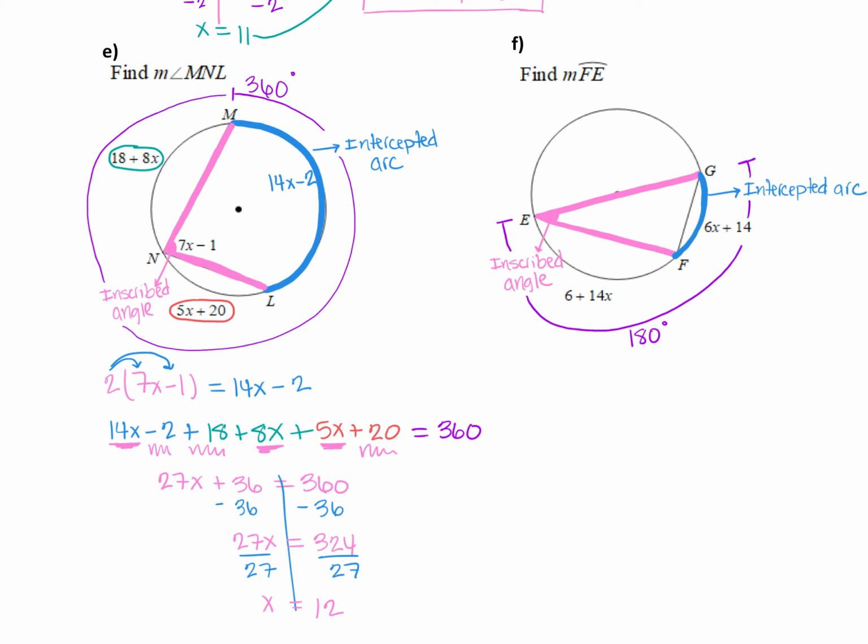But again, that's not what it's asking us to find. It's asking us to find the measure of angle MNL. So MNL, this angle right here. So 7x minus 1 is equal to 7 times, plug 12 into the x, so 12 minus 1, which is equal to 83 degrees. So the measure of angle MNL is equal to 83 degrees.